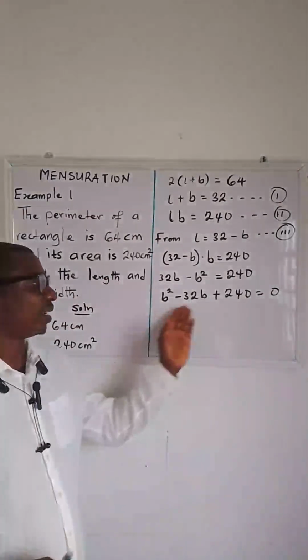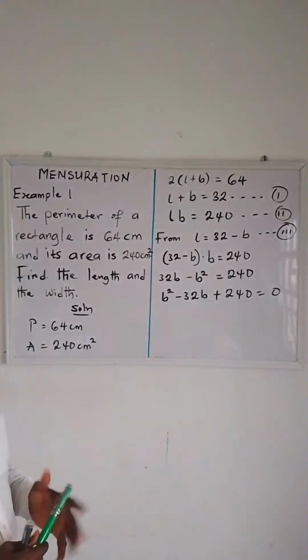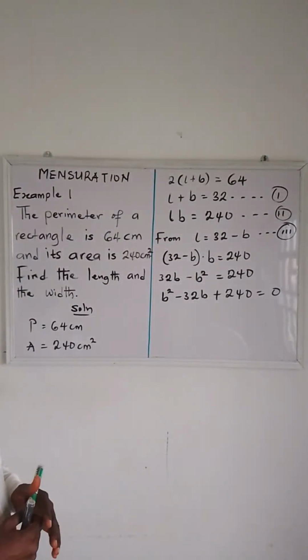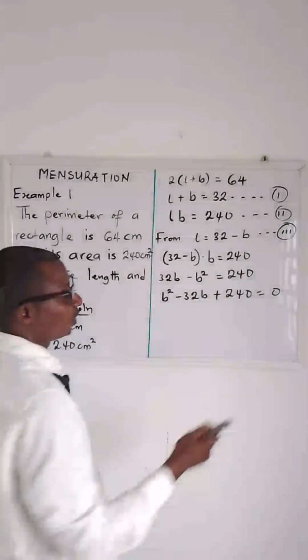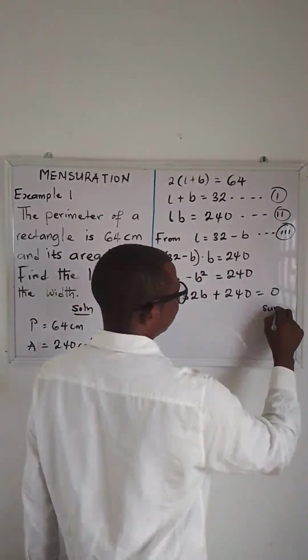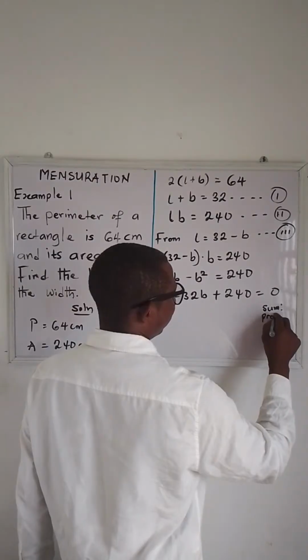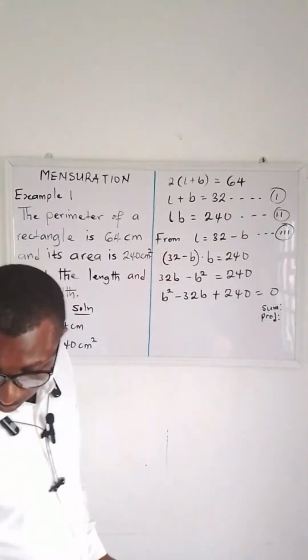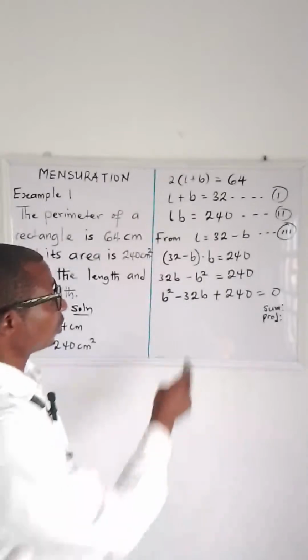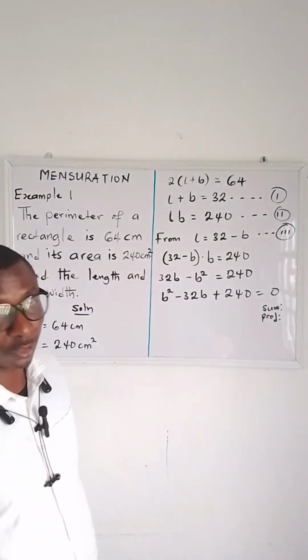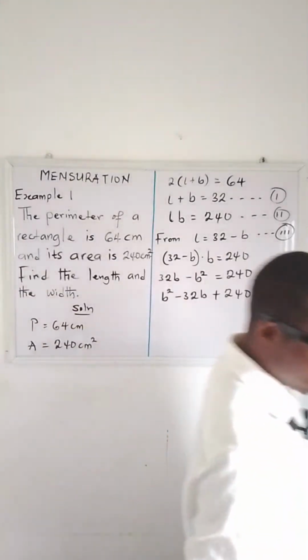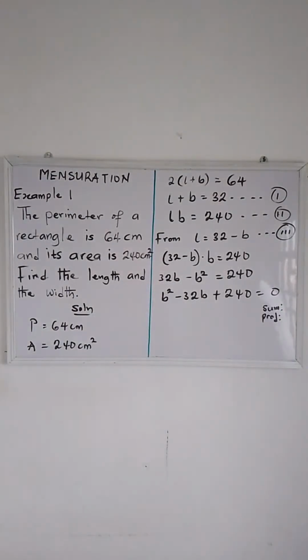All right. So can you see what we have now? We now have a quadratic equation. So let me engage you. Now, can you identify the sum and product? So what is the sum and what is the product? If you have your answer, kindly drop it in the comment section. The sum of this quadratic equation and the product. I want to believe everybody should be familiar with that. So what is the sum and what is the product?